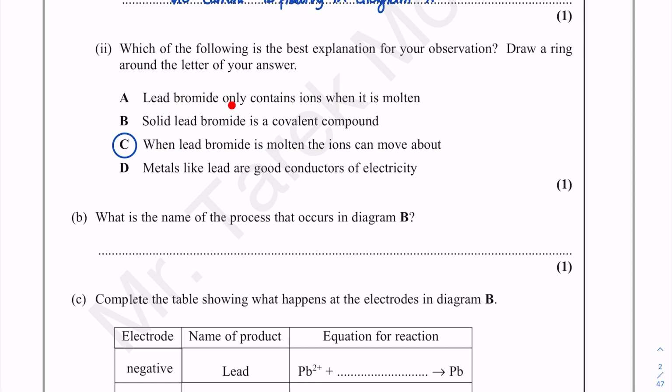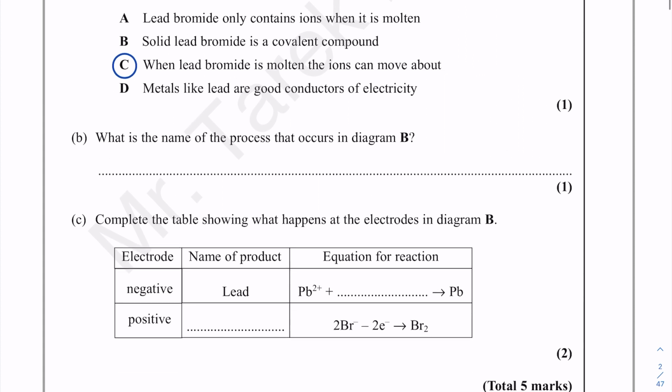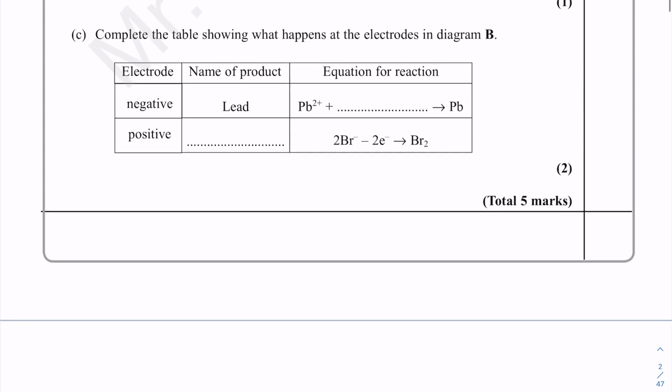Metals like lead are good conductors of electricity. The statement is right, but it has nothing to do with the question. What is the name of the process that occurs in diagram B? We are doing electrolysis. When we pass electricity through molten lead-2 bromide, we are doing electrolysis.